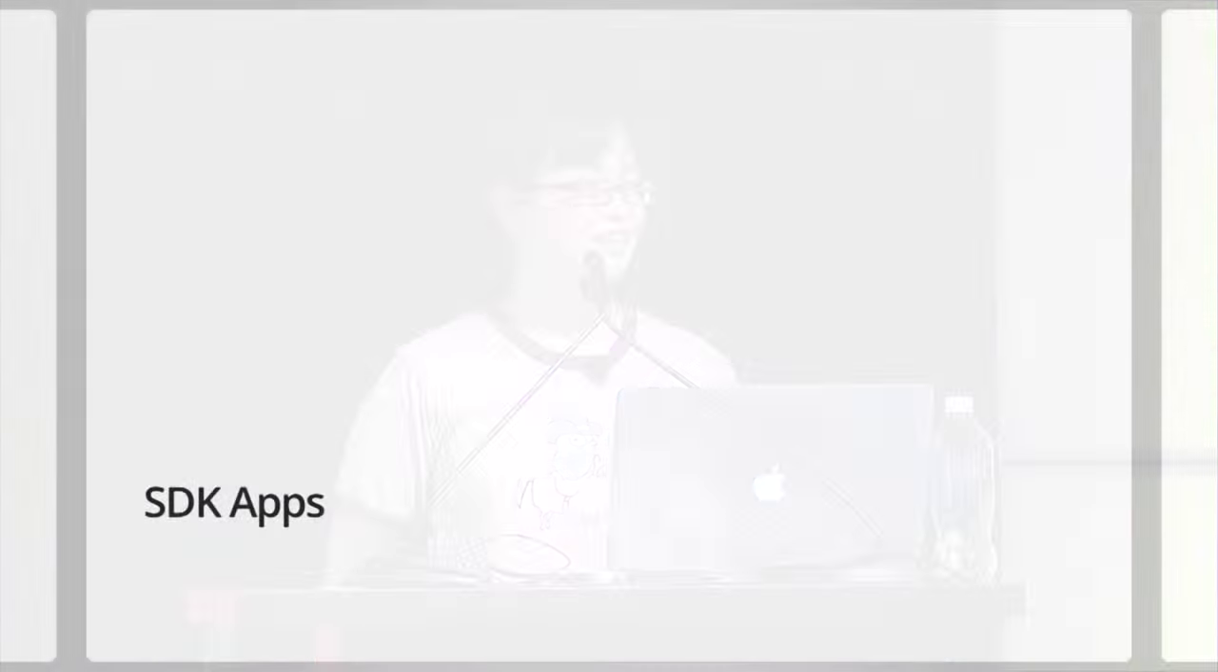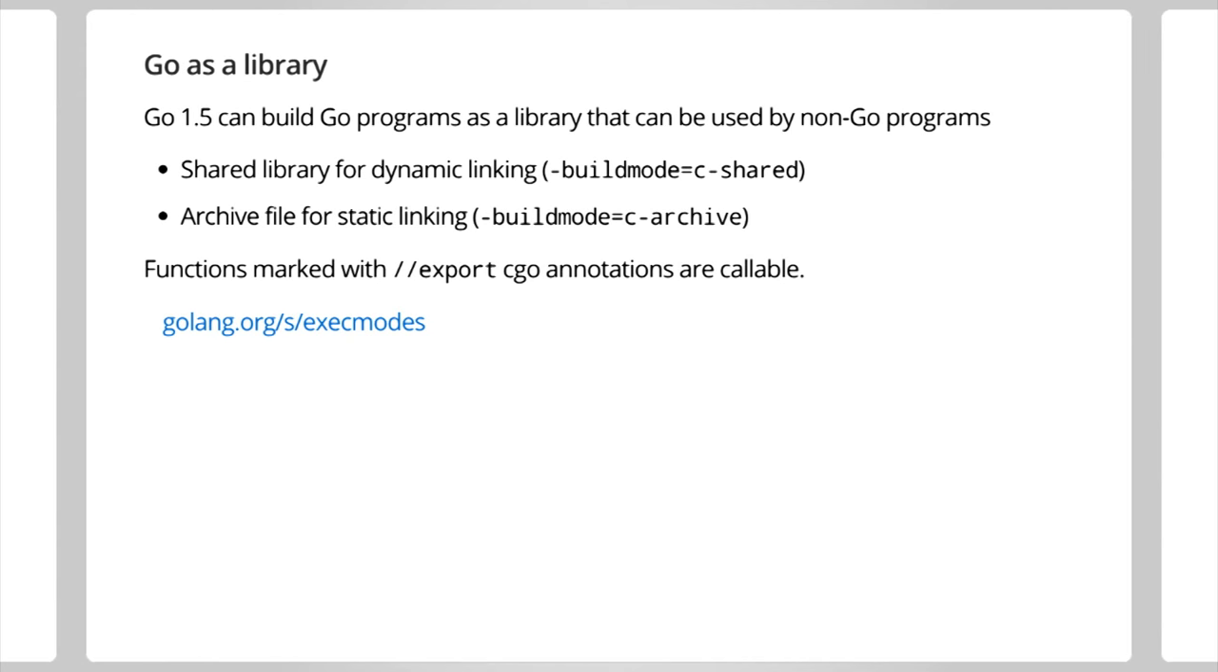Okay, let's move on. But still, some people want more. Like, okay, I already have a beautiful Android app or iOS app, but I still want to use Go to add a new feature. Or I want to have a more native mobile app look. What should I do? So here is the SDK app story. Did you hear the news that with Go 1.5, we can build a Go program as a library that can be used by non-Go programs? That means we can use Go from Java or Objective-C.